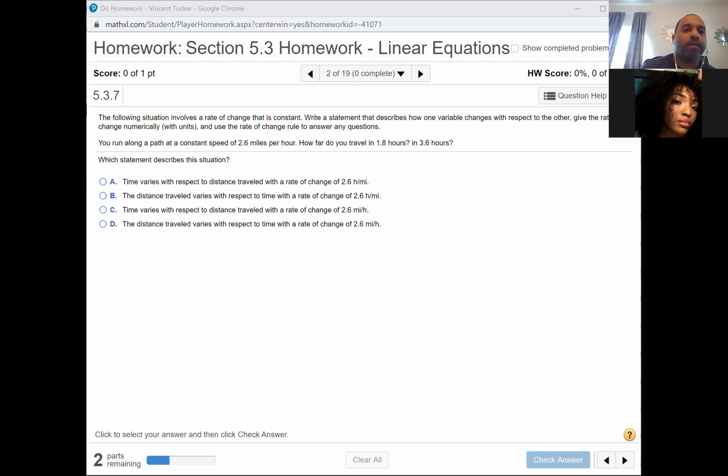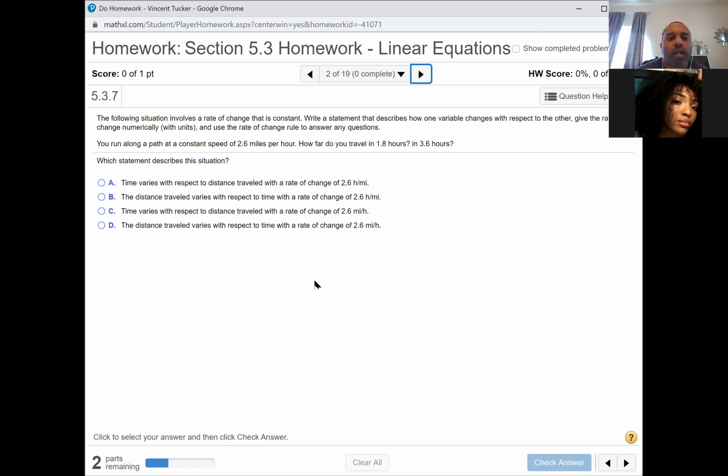So section 5.3, do a few problems out of 5.3. If I can get this thing off. There we go. All right, so first problem is more so conceptual. This one is as well, if I'm not mistaken. I think I have a little calculation at the end, so let's look at it.